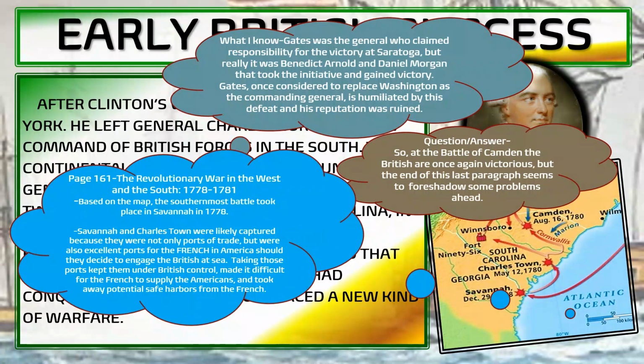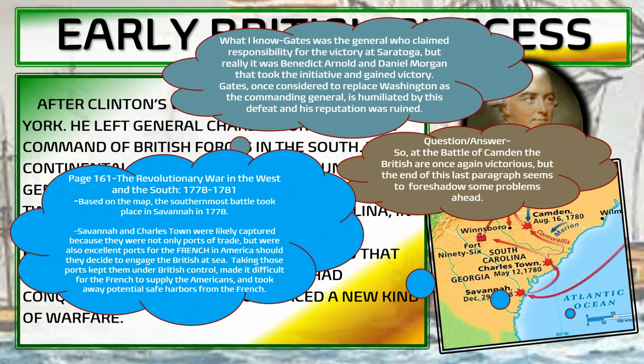There is a map there, the Revolutionary War in the West and South, 1778 to 1781. Based on the map, the southernmost battle took place in Savannah in 1778. Savannah and Charlestown were likely captured because they were not only ports of trade, but were also excellent ports for the French in America should they decide to engage the British at sea. My point is that if the British didn't take these ports, the French might have used them. And they're warm water ports. It's warm year-round down there. The French like that. So taking those ports kept them under British control, made it difficult for the French to supply the Americans, and took away potential safe harbors from the French.